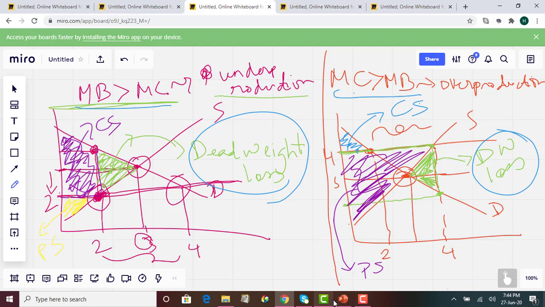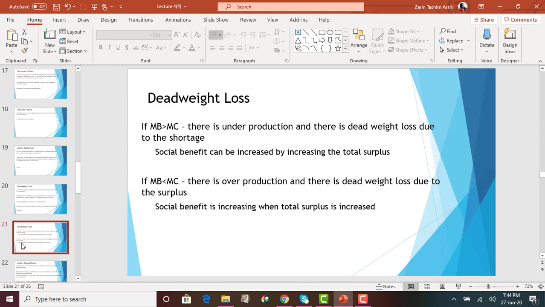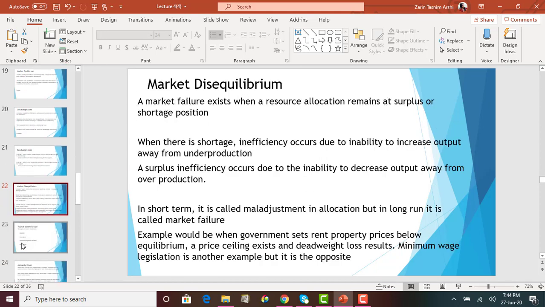So hopefully that gives you a better idea about how the economy is losing output when we have underproduction or overproduction. Okay, so a market failure exists when a resource allocation remains at surplus or shortage. When there is a shortage, inefficiency occurs due to inability to increase output. So basically, when we have a shortage, there is underproduction and inefficiency occurs because we cannot increase output. And when we have a surplus, inefficiency happens because of overproduction, because we cannot decrease the output.